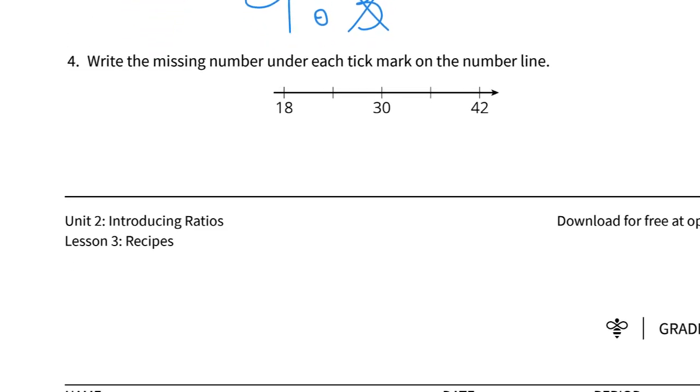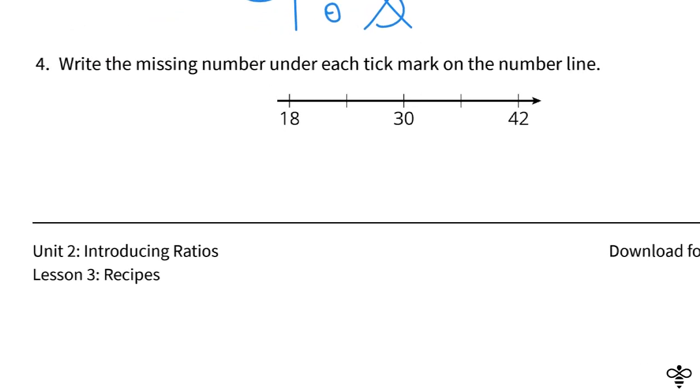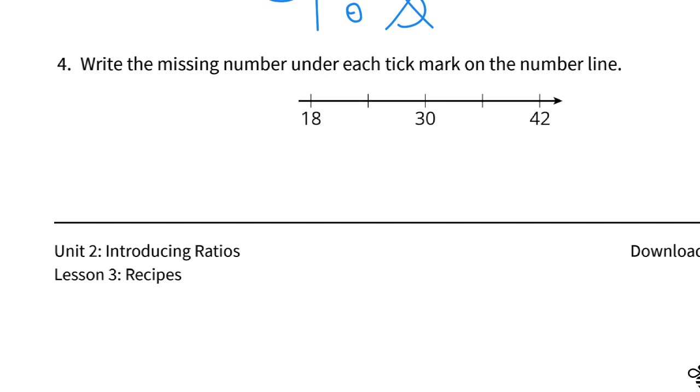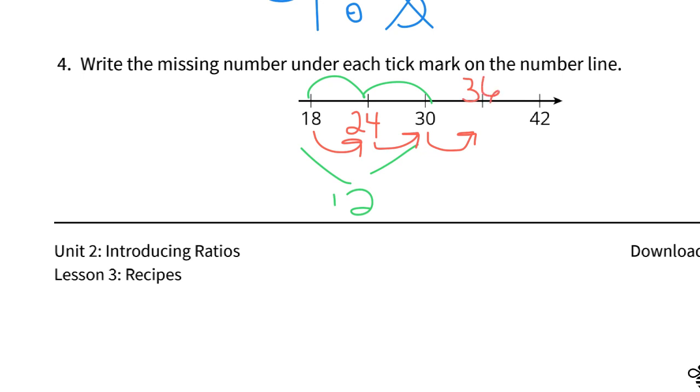All right, write the missing number under each tick mark of the number line. So if we're going from 18 to 30 and then 30 to 42, how are we growing? So in my mind, I'm thinking, okay, we're 12 apart, and there are 2 jumps. So it feels like we're adding by 6. So 18 plus 6 is 24. 24 plus 6 is 30. 30 plus 6 is 36. And then 36 plus 6 is 42. So there you go.